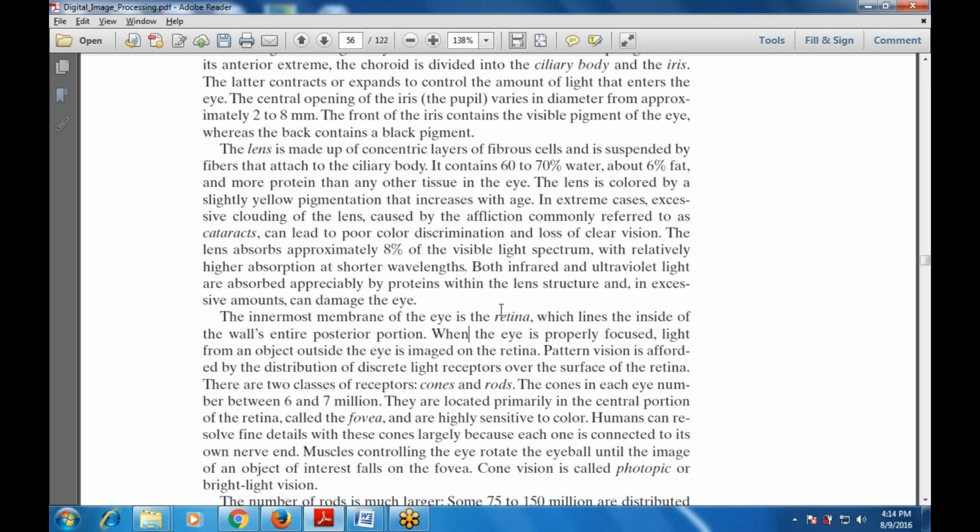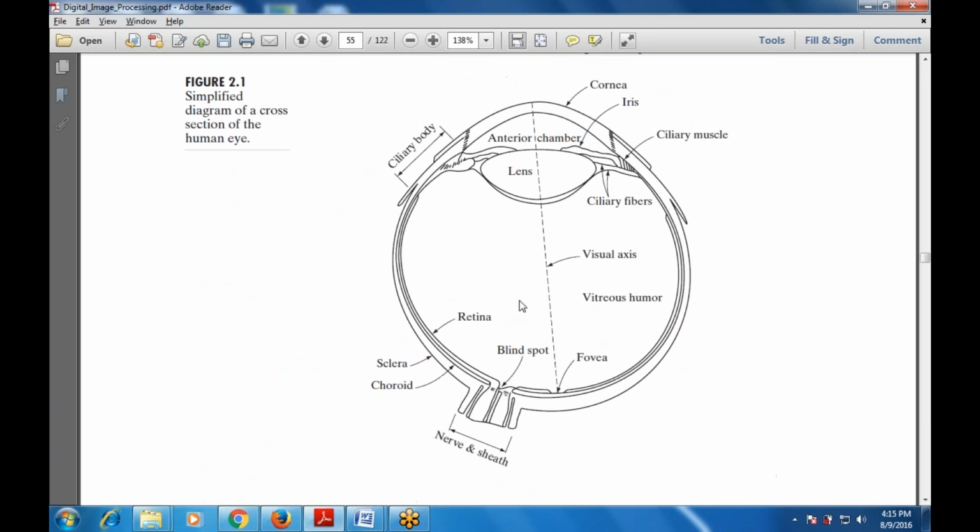And when the eye is properly focused, light from an object outside the eye is imaged on the retina. That means it is focused on the retina. And pattern vision is afforded by the distribution of discrete light receptors over the surface of the retina, and there are two classes of receptors.